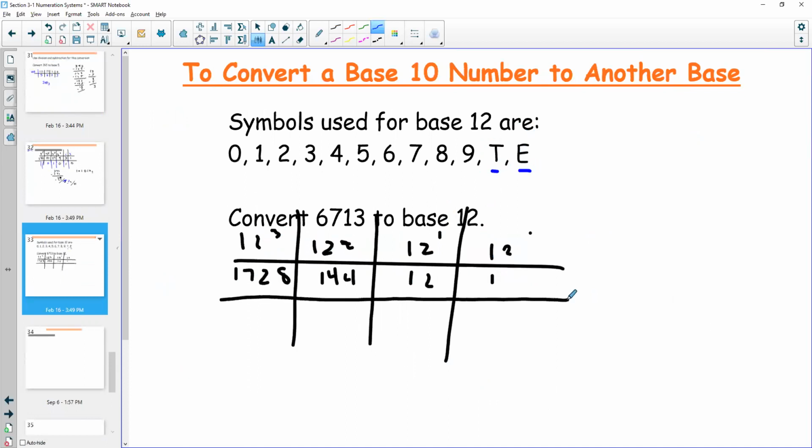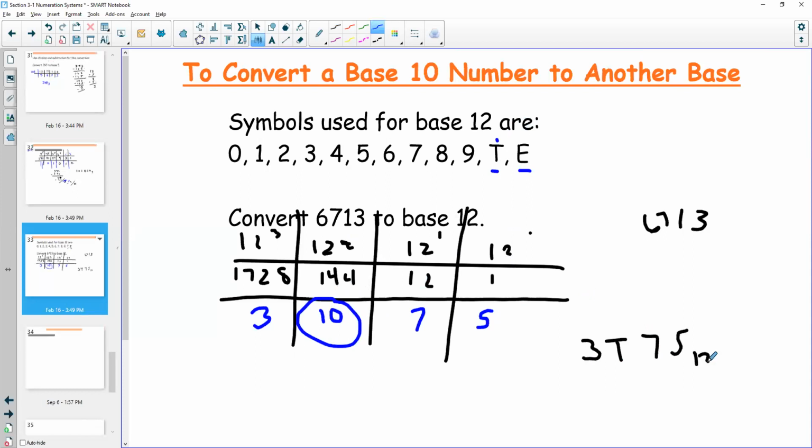And start subtracting. Okay, so as it turns out, you do the work. I'm just going to fill in the numbers because there's not enough room on this screen to make that work. So I'm going to take out 3 of these. I can take out 144 10 times. I can take out 12 7 times. And then I can take out 1 5 times. But I know 10 has a value of T. So when I write my number, I'm going to write 3 T 7 5 in base 12. Crazy, I know.